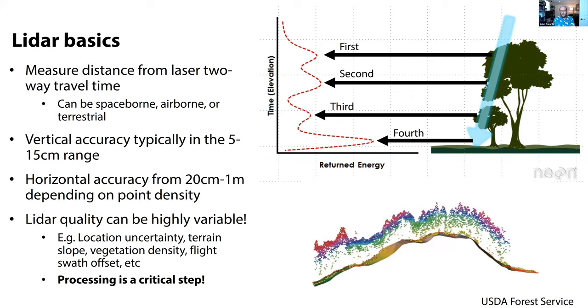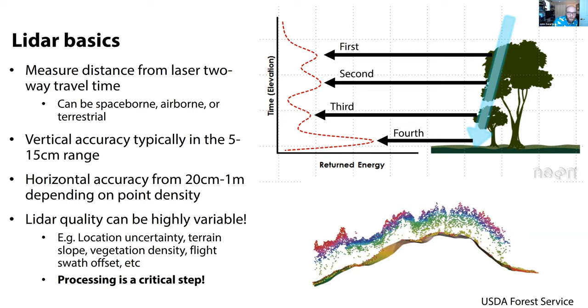Now, the quality of LIDAR can be highly variable, as anyone who's used it a lot can know. So you can occasionally have location uncertainty. You can have errors associated with steep terrain slopes. You can have errors associated with dense vegetation. You can have errors associated with your flight footprint. A lot of different things go into LIDAR acquisition and processing, and so understanding these workflows is critical to assessing your data quality.